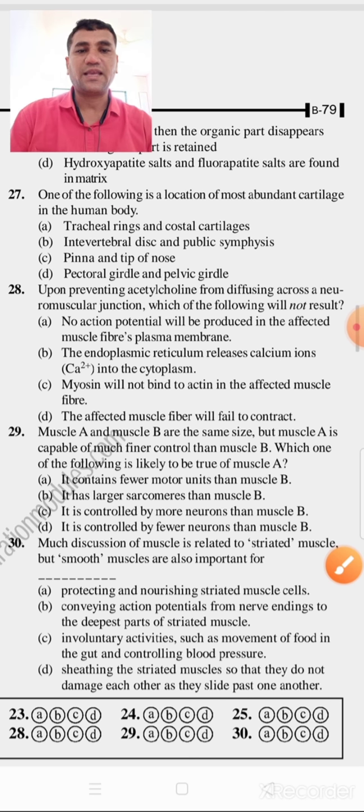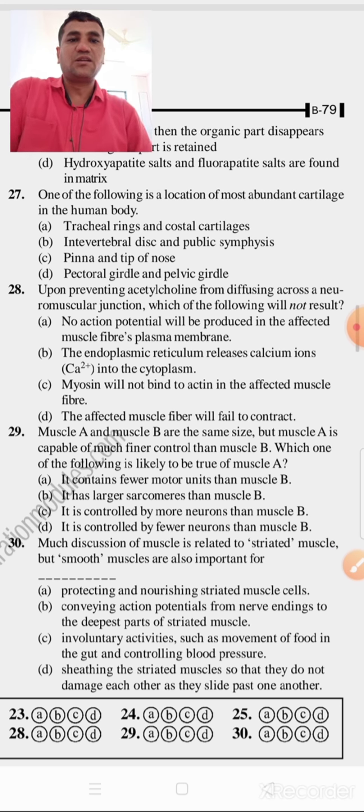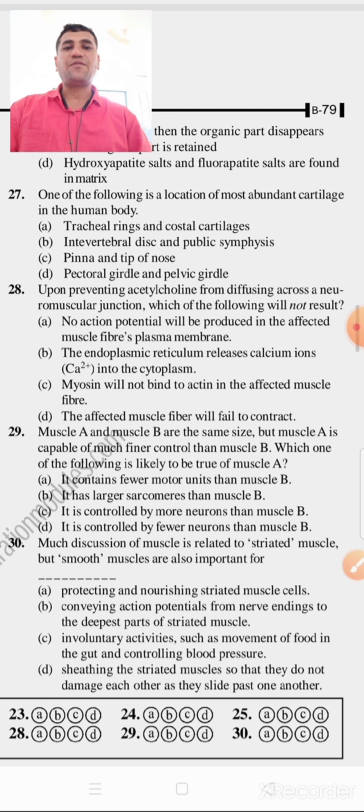Upon preventing acetylcholine from diffusing across a neuromuscular junction, which one of the following will not result? No action potential will be produced in the affected muscle fiber plasma membrane. The sarcoplasmic reticulum releases calcium ions into the cytoplasm. Myosin will not bind to actin in the affected muscle fiber. The affected muscle fiber will fail to contract.